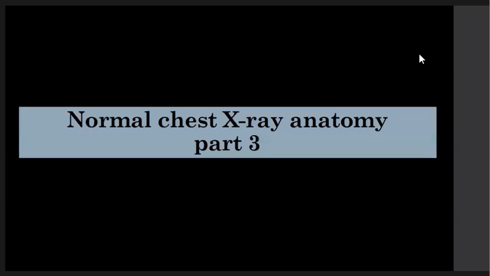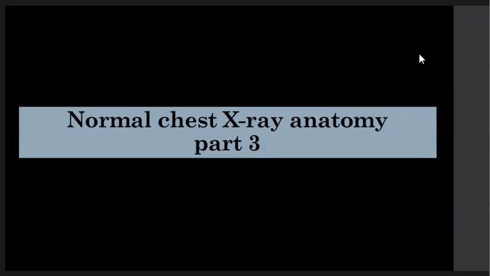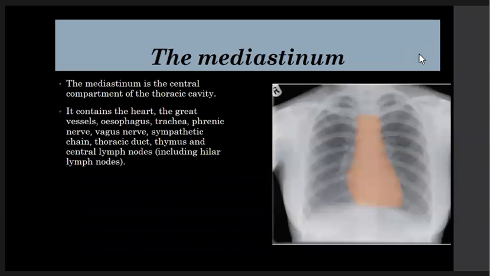This is the third part of the normal chest anatomy, and I will talk about the mediastinal structures. The mediastinum is the central compartment of the thoracic cavity, as we see here in the image. This is the mediastinum, and it contains the heart, esophagus, great vessels, trachea, nerves, phrenic nerve, vagus nerve, sympathetic chain, thymus, and hilar structures.